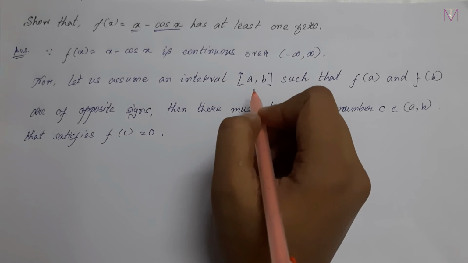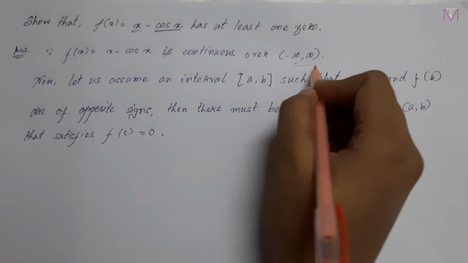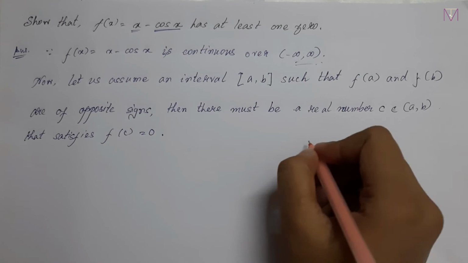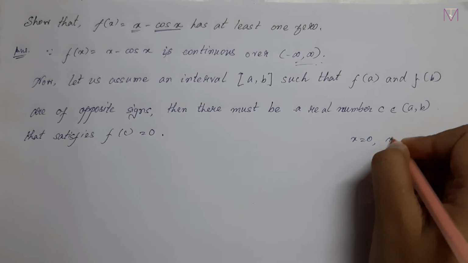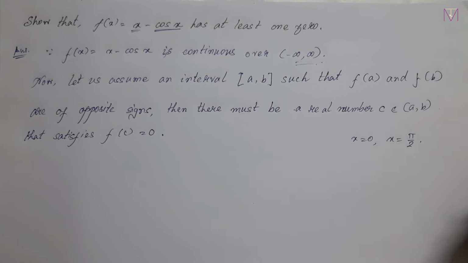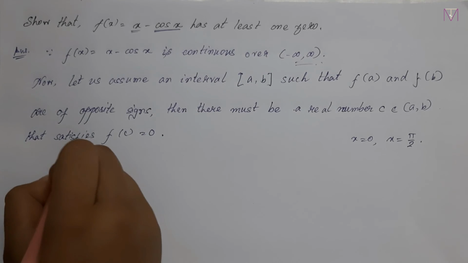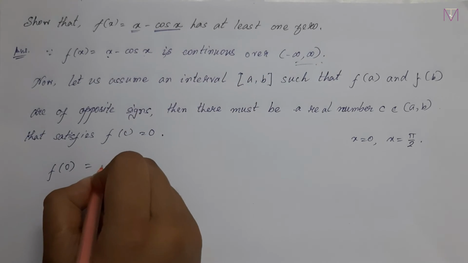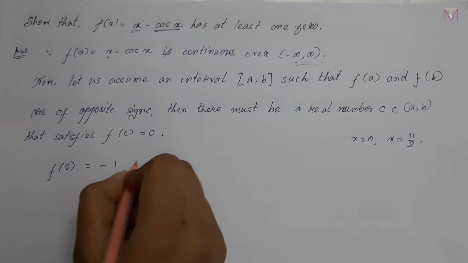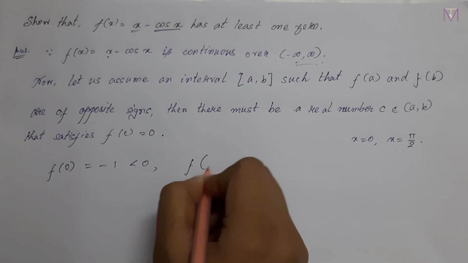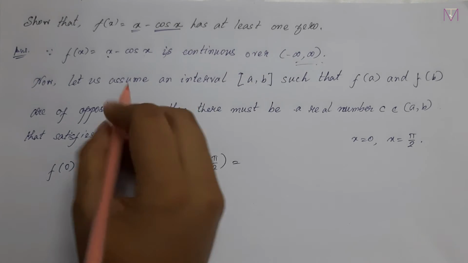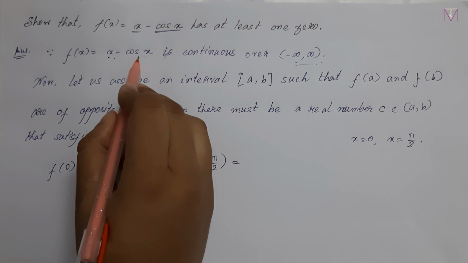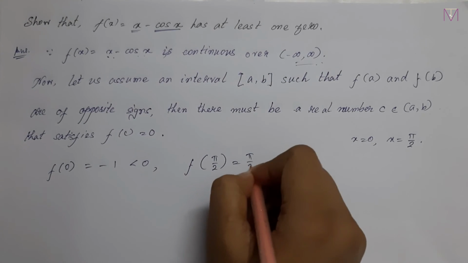Now in this interval minus infinity to infinity, we take two points. One is 0 and the other one is pi by 2. Now here f(0) is equal to 0 minus cos 0. Then what will be the value? Minus 1, that is less than 0. Again f(pi by 2) is pi by 2 minus cos(pi by 2), which is equal to pi by 2, greater than 0.